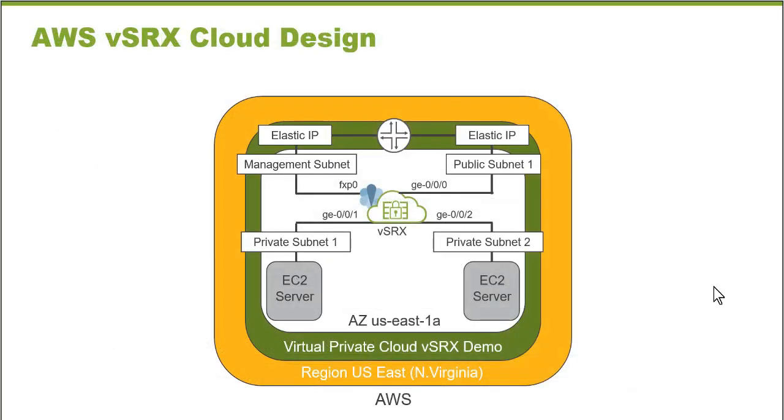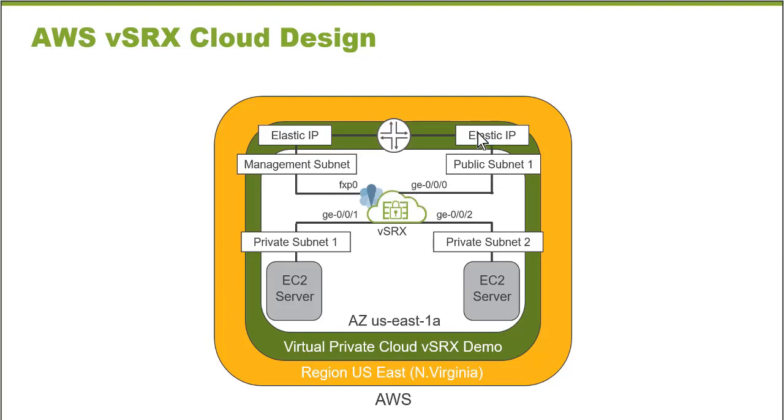I've launched a vSRX instance in Amazon Web Services in the US East Northern Virginia region, and there are 4 interfaces that have been attached to that vSRX instance. This is the FXP0 management interface. This is the interface we're going to use to connect to this instance, and it has been assigned an elastic public IP address, and that's how we're going to get there.